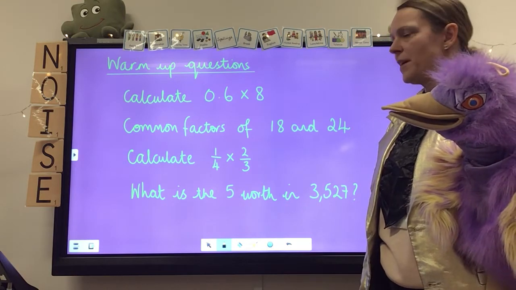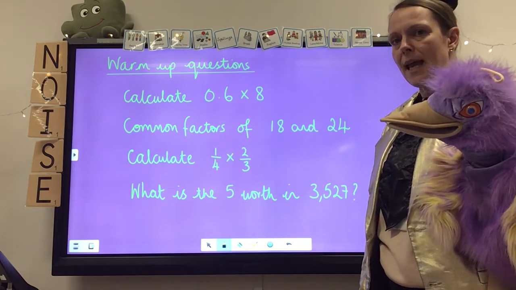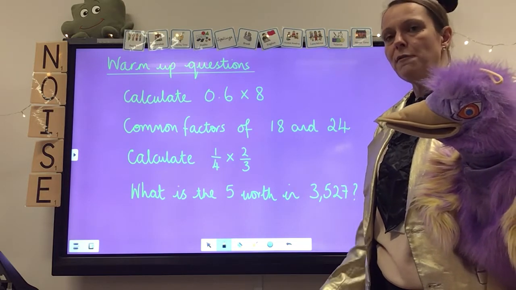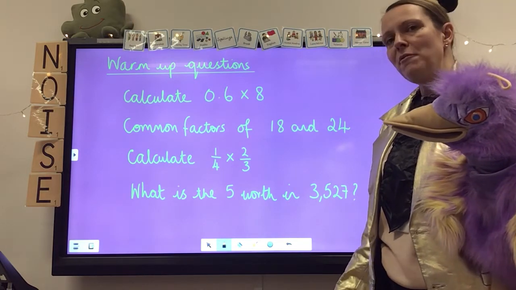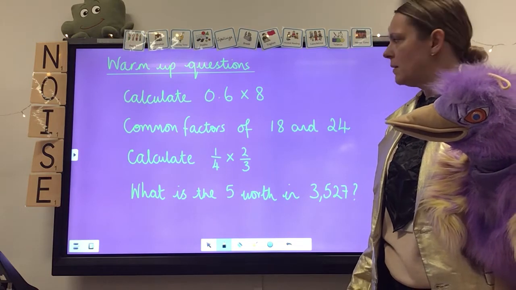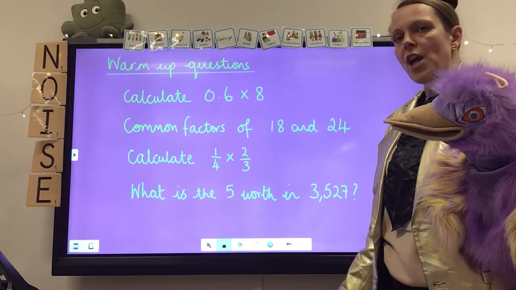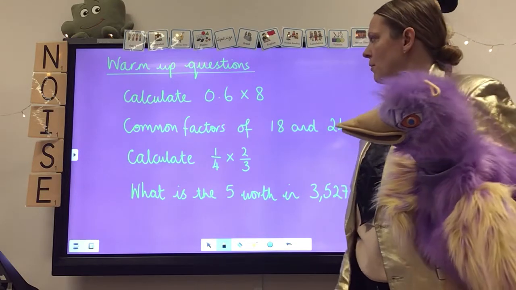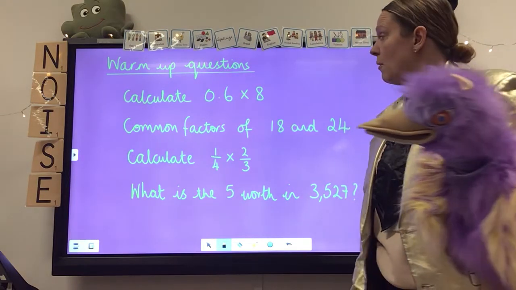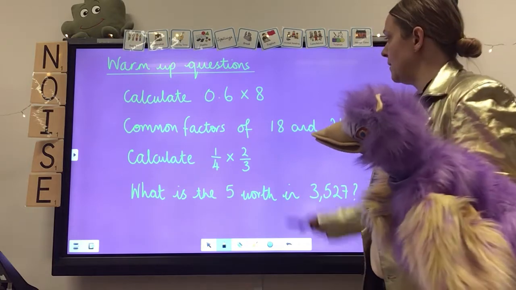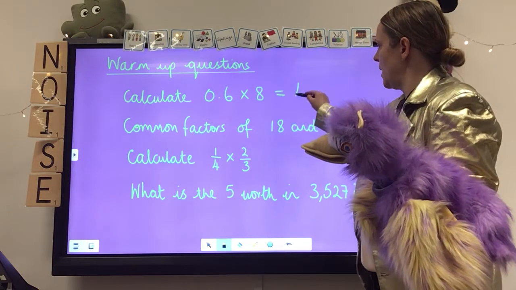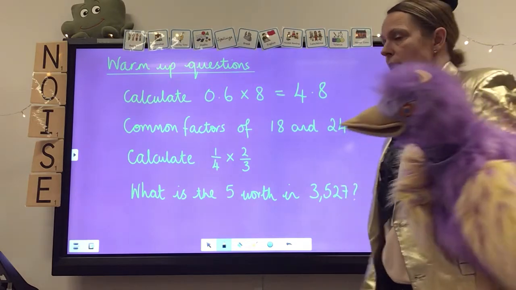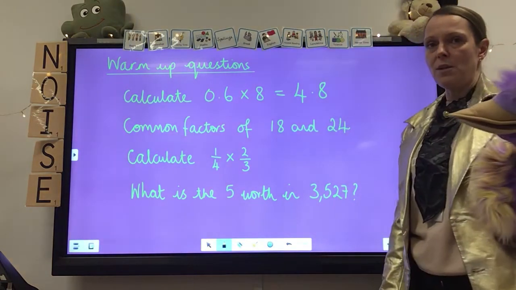Right, let's start with calculating 0.6 times 8. So if we know our times tables really well, we'll know that 6 eights are 48. But I can't put 48 in one column, can I? So I'm going to need to exchange those 40 tenths for 4 units. Okay, so my answer would become 4.8.